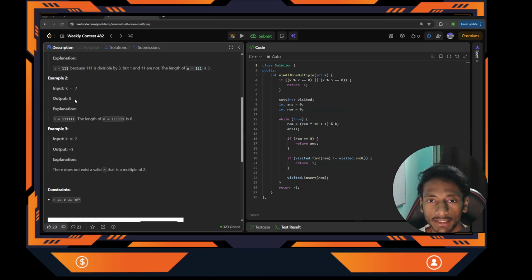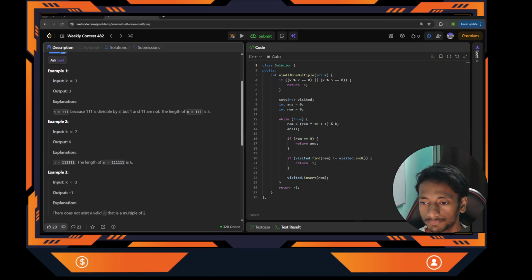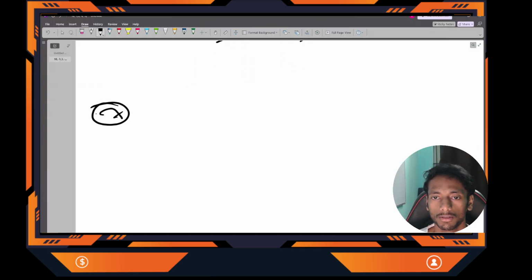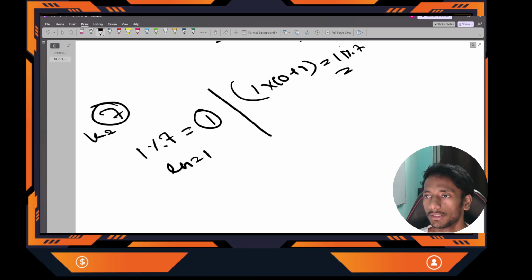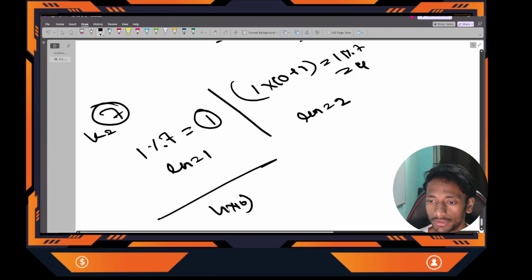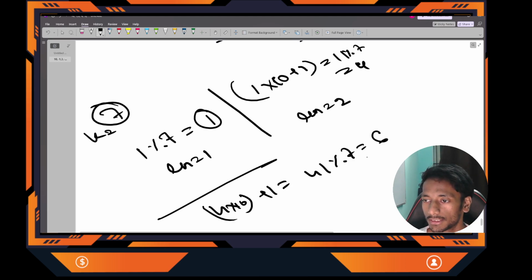Suppose k value is 7. So we'll start from 1. 1 modulo of 7 is 1, and length is 1. Next is 1 times 10 plus 1, it is 11 modulo of 7, it is 4, and length is 2. Next is 4 times 10 plus 1, it is 41 modulo of 7, it will be 6, and length is 3.